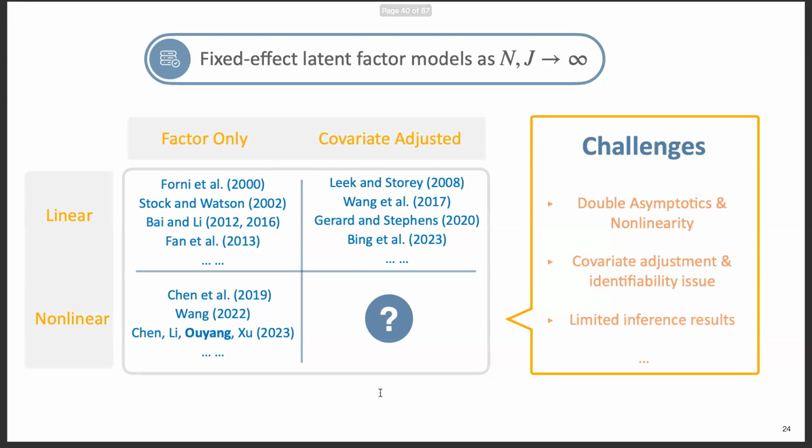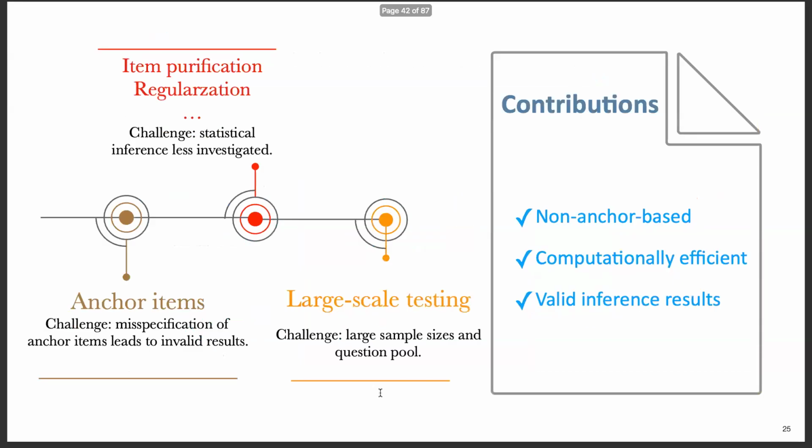And since there's limited inference results, we want to make statistical inference. So that's the problem we want to address. We don't need anchor items, and computationally, since we use a fixed effects type of model, it will be more efficient, and we want to make valid statistical inference under this double asymptotic regime.